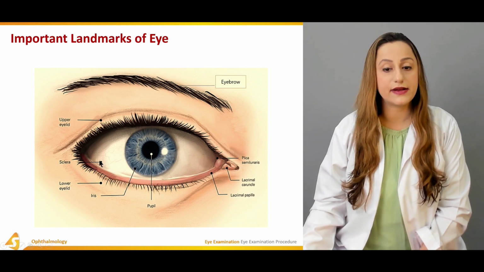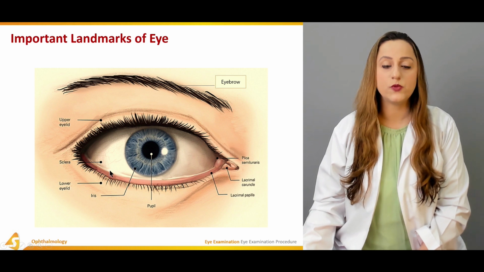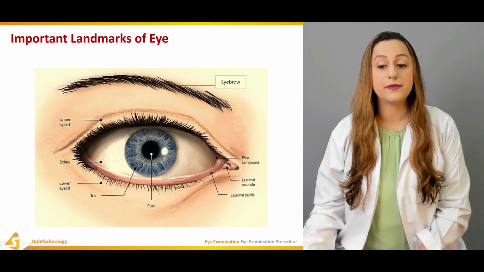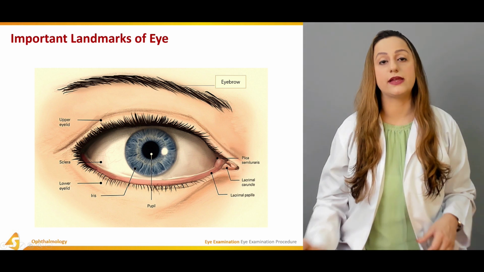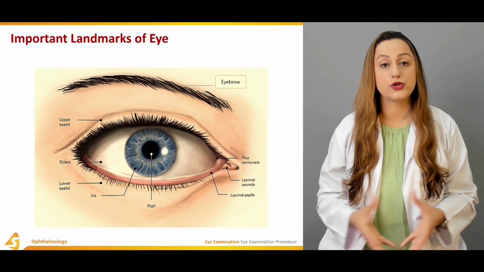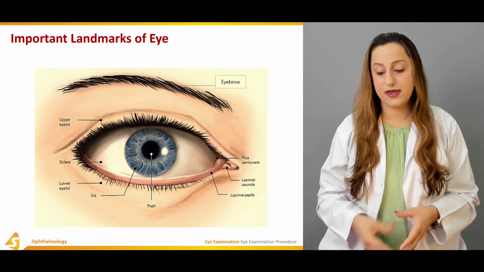Then there is the sclera. It's the protective covering of the eyeball, and we can have many problems related to the sclera. It can be inflammation and infection, and all of these can be related to the eye problems or the diseases that we can encounter when we are examining the eye in a patient.